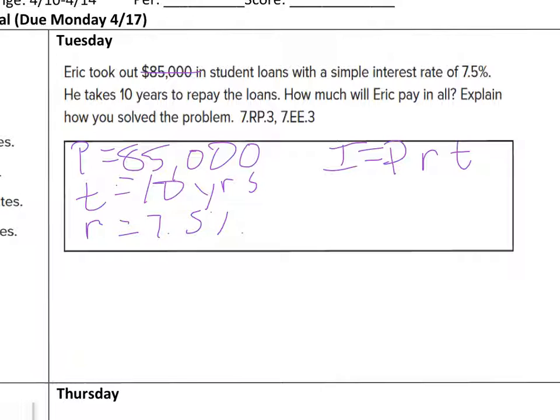Now the biggest hint is to remember to change our percentage into a decimal. So 7.5% must be changed into a decimal by moving it 2 places to the left. So 0.075. Now go ahead and complete the problem and then explain how you would solve it.